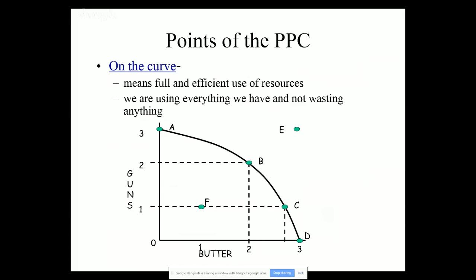So any points on the curve mean a full and efficient use of resources. We're not wasting anything. We're using everything we have. This is where we want to be, producing anywhere on the curve. So the points that we have here are A, B, C, and D. They could be other points. We could have a point somewhere between point A and B, like right here, or between point B and C. So we can have points anywhere on the curve. These are all of the possible combinations of guns and butter that we can produce in this economy.